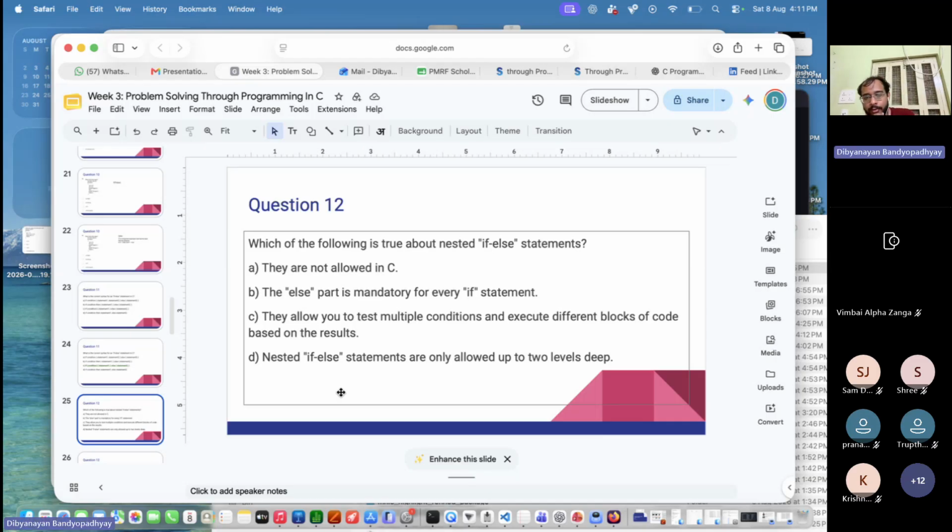So which of the following is true for nested if else statements? Are they allowed in C? What do you think actually?